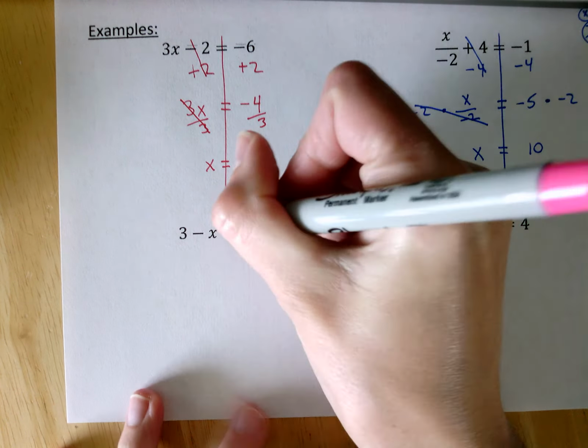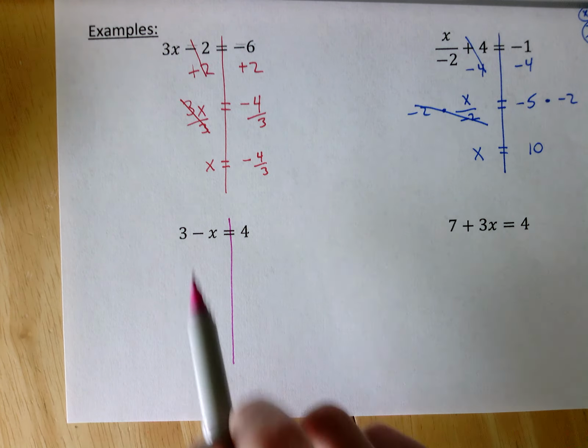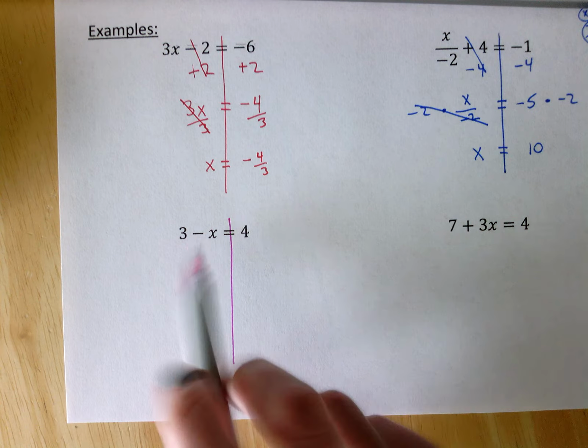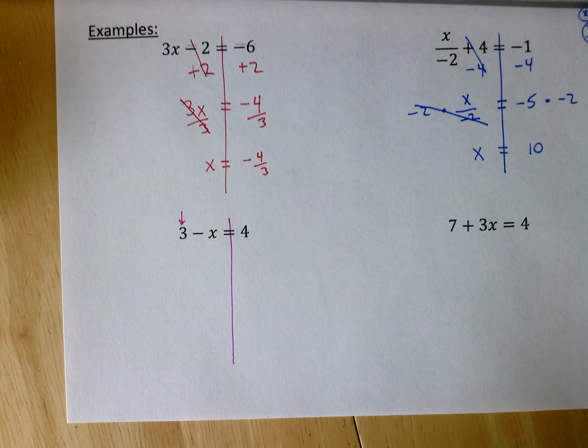Here's the part that's going to be a little bit different. Normally, we would say, okay, I want to undo any adding or subtracting first, and you would think you'd have to undo this part. But it's actually this number right here that we're going to get rid of first.